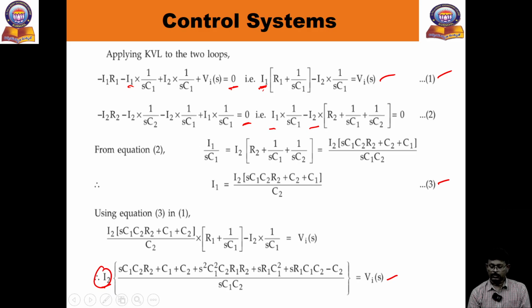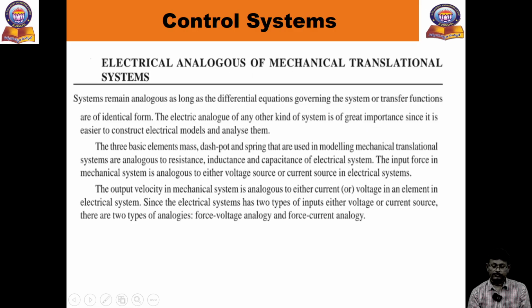Okay, then you will simply get the output voltage by input voltage, right? So this is one of the examples for the electrical systems. Now we go to the electrical analogous and mechanical resonance systems.